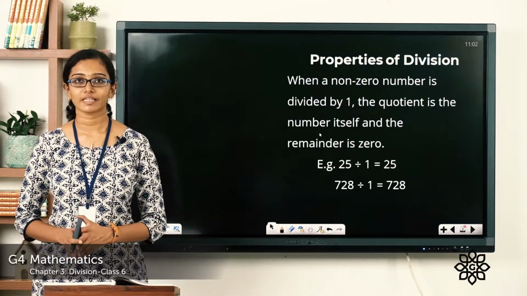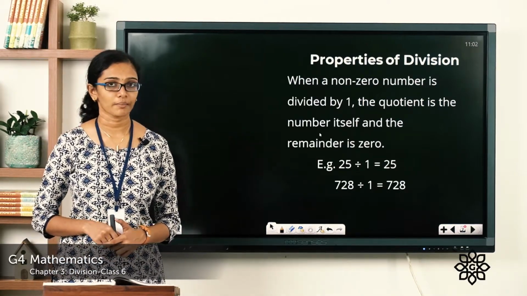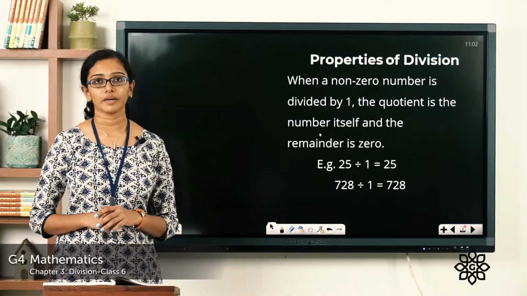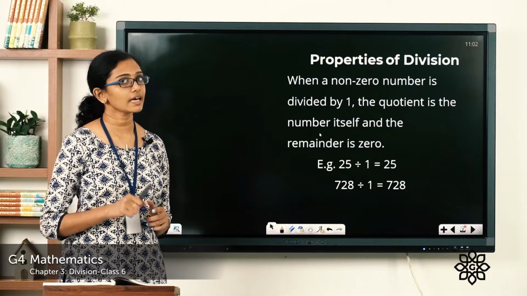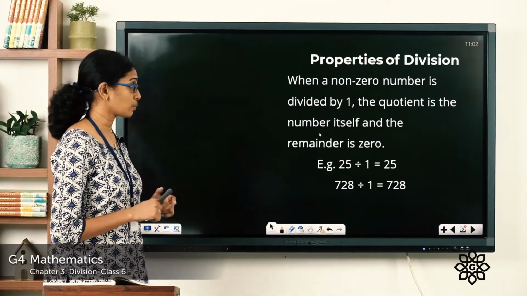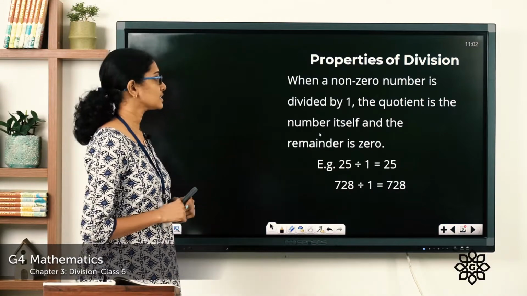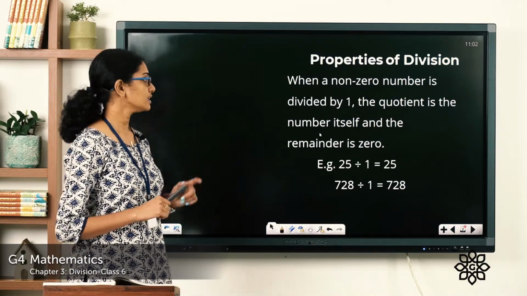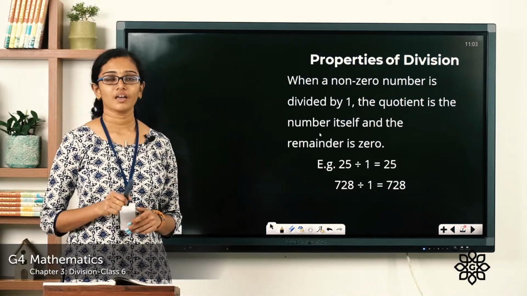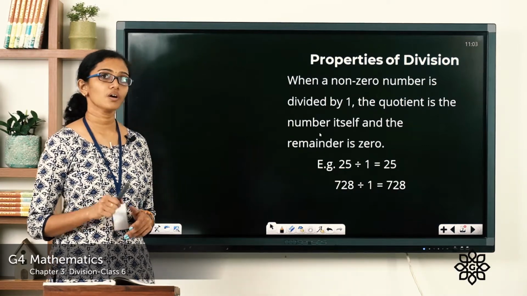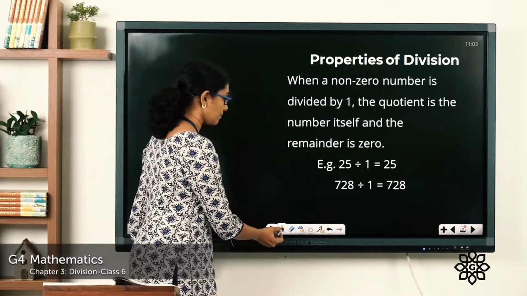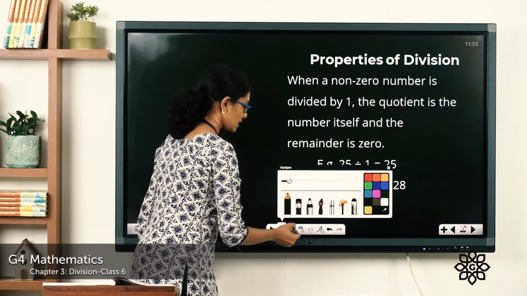The first property says that when a non-zero number, meaning a number other than 0, is divided by 1, the quotient is the number itself and the remainder is 0. We know 1 is a factor for all the numbers. Any number into 1 gives the number itself.